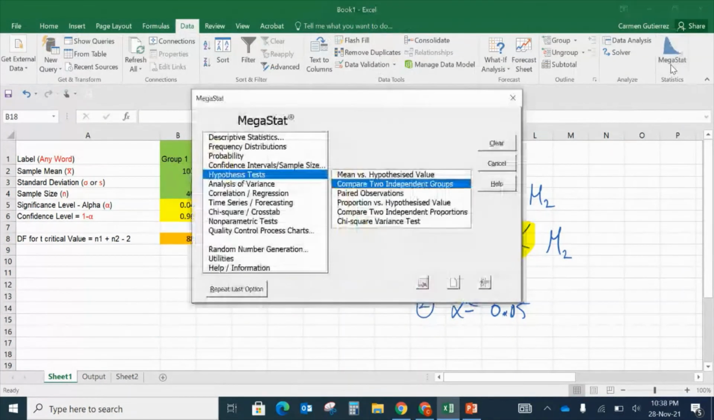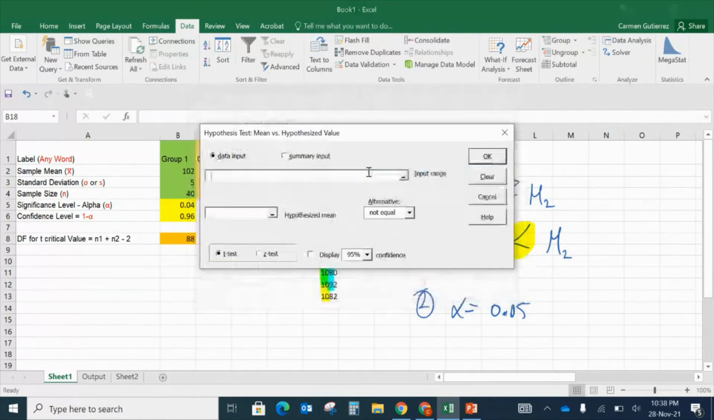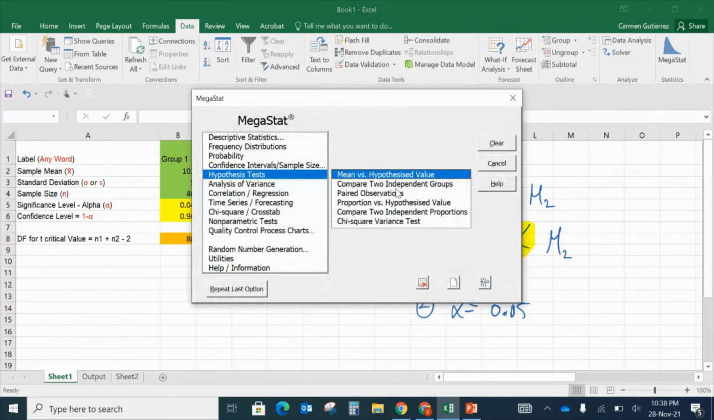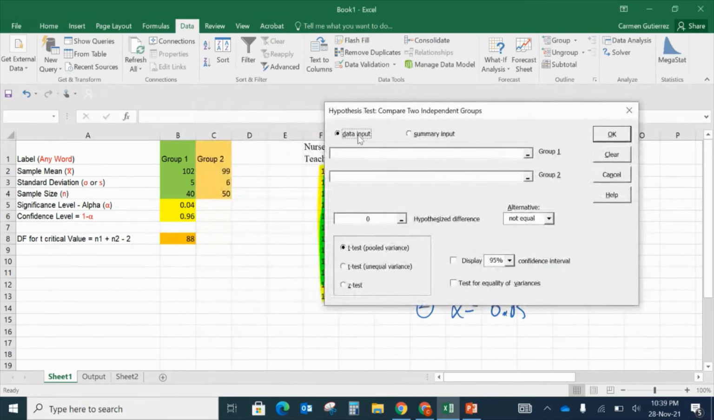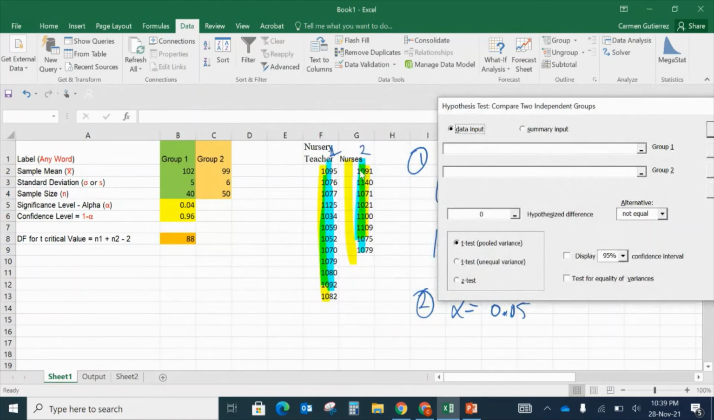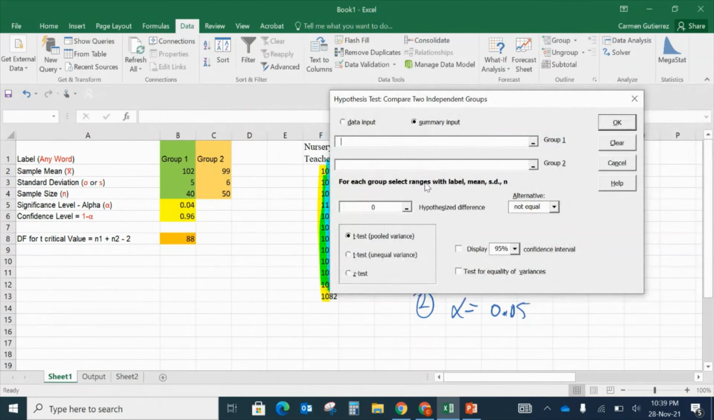Data, MegaStat, hypothesis testing, and you do mean versus hypothesized. So you see here it's only for one population. You have two, so you're going to compare two independent groups. And we saw already when to use the summary input. If you have data input, like when they give you the columns straight. Now, if they give you the summary input, then you use summary input, and it tells you right here the structure that you need in MegaStat.